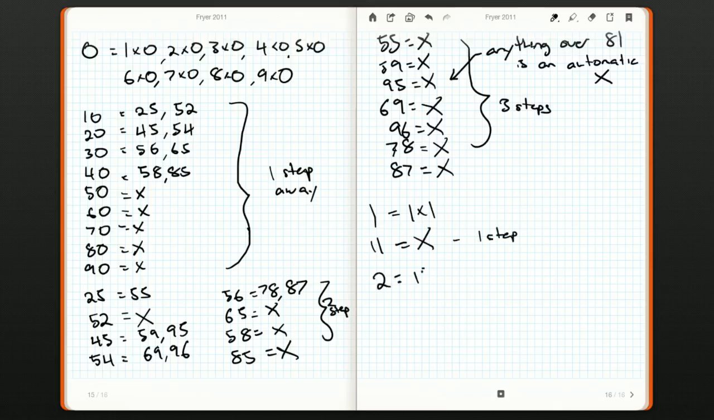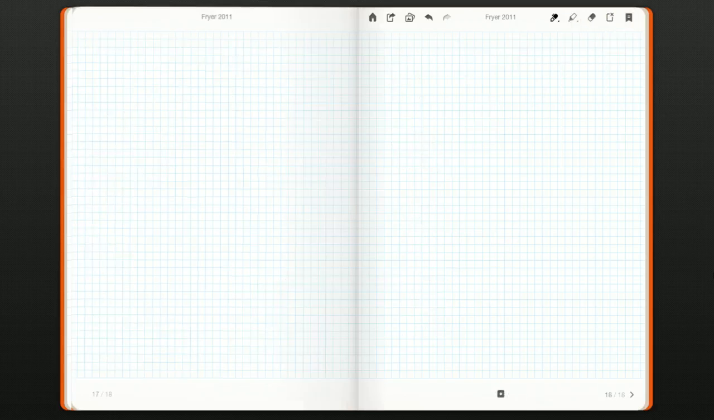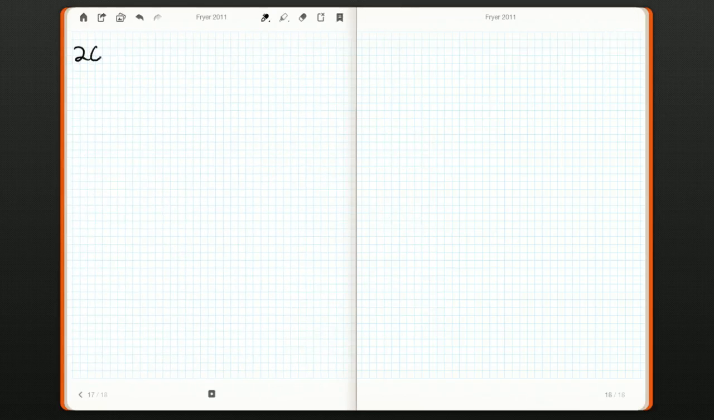2. Well, that's 1 times 2, or 2 times 1. So this is a little more promising. 12 is 2 times 6, 3 times 4, 4 times 3, and 6 times 2. 21 can be written as 3 times 7 or 7 times 3. All right. 26 is 2 times 13, so that's not going to work.